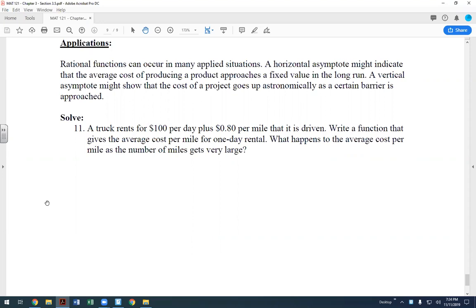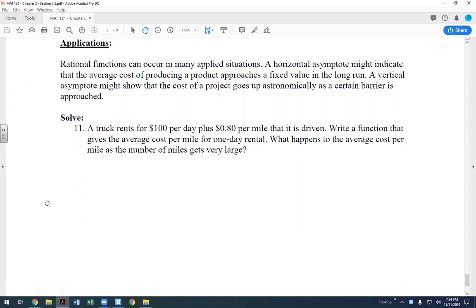They're saying a vertical asymptote might show that the cost of a project goes up astronomically as a barrier is approached. So the idea is if you think you're going to be approaching that value and your cost is going up really high, then maybe that's something we want to not continue doing, because at some point you won't be able to afford these astronomical costs. So just on different bases where your function is going.